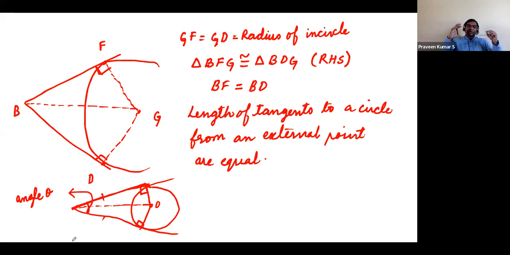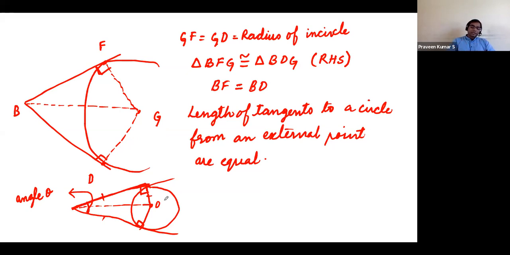As this point comes closer to the circle, you will see that the angle becomes bigger and bigger. If that angle was 90 degrees, the length of the tangent will become equal to the length of the radius. So if this point is moving closer to the circle, it is almost like the tangents are opening up like this. If it is moving away, the tangents will close to each other. That angle will become smaller.